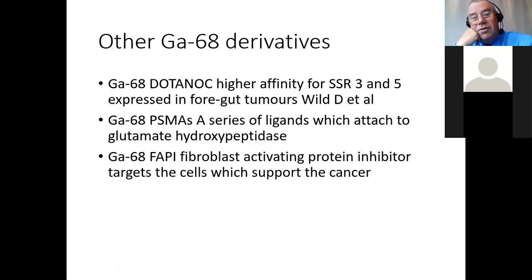There are other derivatives. People have used DOTA-NOC, which picks up different somatostatin receptors and suggests that's better for pancreatic tumors. Then obviously there's PSMA, and these are multiple ligands. There's not a single PSMA, and this attaches to the glutamate carboxypeptidases, and I'll show you it's been useful in prostate cancer. And most recently there has been FAPI, which is fibroblast activation protein inhibitor. Now this doesn't actually target the cancer cells, it targets the cells that support the cancer cells. But this is a very new agent which looks very promising.